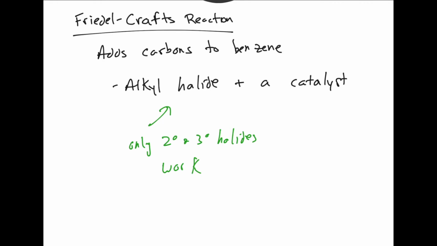So the mechanism here, you should be kind of thinking, secondary, tertiary halides, primaries don't work. Maybe we go through a carbocation, right? Because we're allowed to make secondary and tertiary carbocations. We aren't allowed to make primary carbocations. So let's look at some examples here.